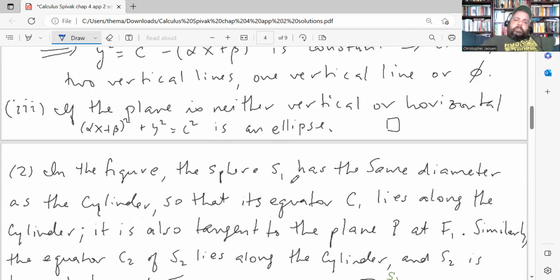Case number 3, if the plane is neither vertical or horizontal, then this equation is the equation of an ellipse, so you get an ellipse. So those are the 3 cases. Okay.